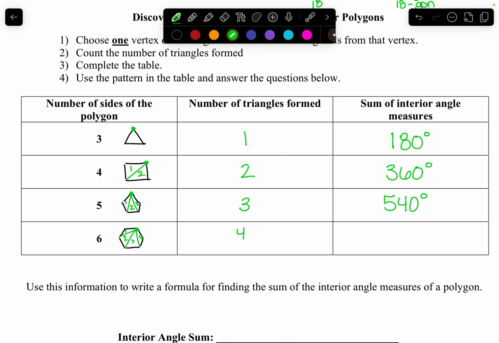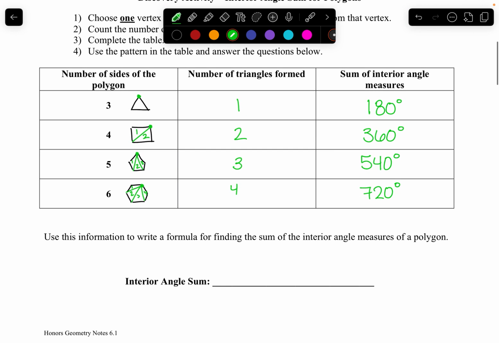You take those 4 triangles and multiply that by 180, and you end up with 720 degrees, which is awesome. So essentially, I can take any polygon I want, break it up into triangles, take that number of triangles and multiply it by 180 to get the sum of the interior angles. But if I have a 32-sided polygon, I don't want to split that up into a bunch of triangles. So we needed to figure out if there is any pattern between the number of sides of the polygon and the number of triangles formed.